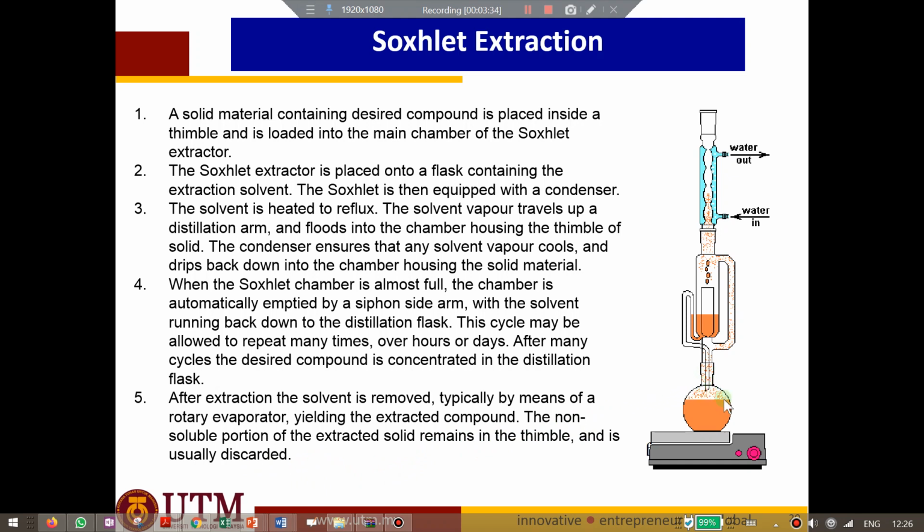Okay. After we extract everything inside the flask, we proceed with the rotary evaporator to vaporize the solvent, to be left with our analyte of interest. So the analyte of interest can become a very thick liquid or can dry into a solid sample, solid analyte of interest. The non-soluble portion of the extracted solid remains in the thimble and is usually discarded.